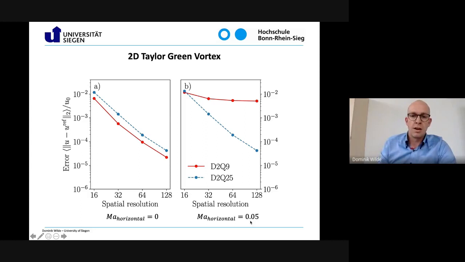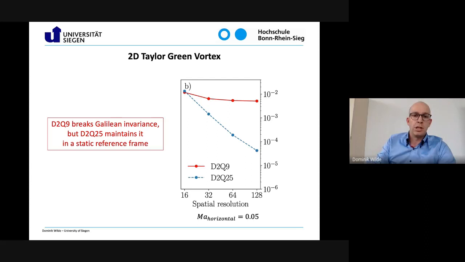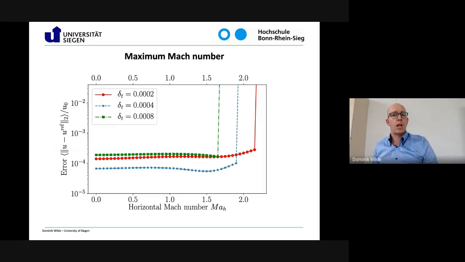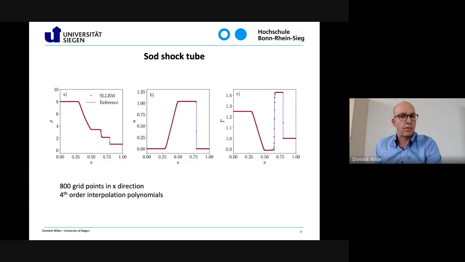But we could also use this test case to examine the maximum speed that we can obtain with this velocity set, and we see that it is time dependent. It depends on the time step size that you use. The maximum Mach number is somewhere between 1.5 and 2.0, depending on the time step size, and there is a local minimum depending on the time step size that you employ, somewhere between the maximum and the minimum time step size that we used here. We also simulated the shock tube and get the results as expected with a regular shock tube with the regular density ratio that you often find in the literature of 8:1.